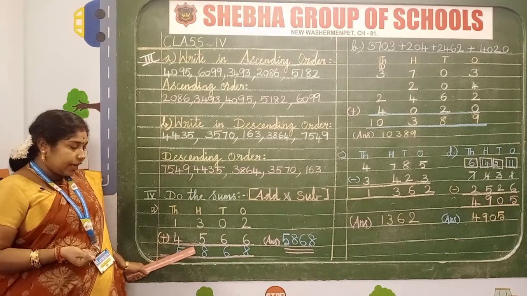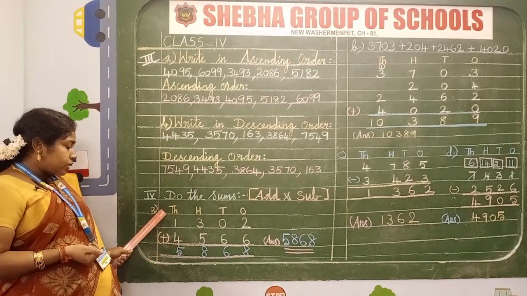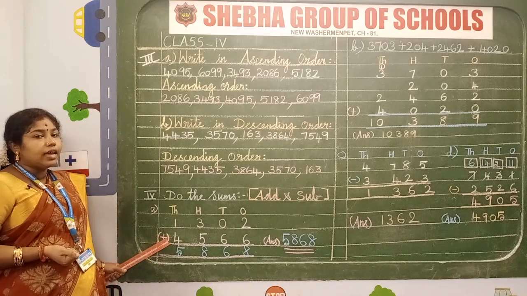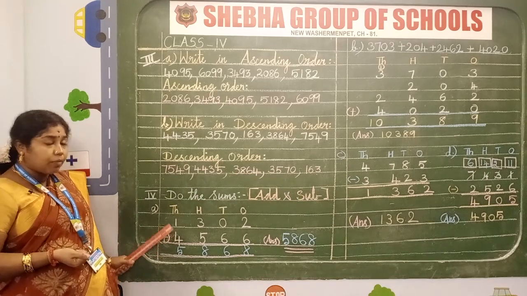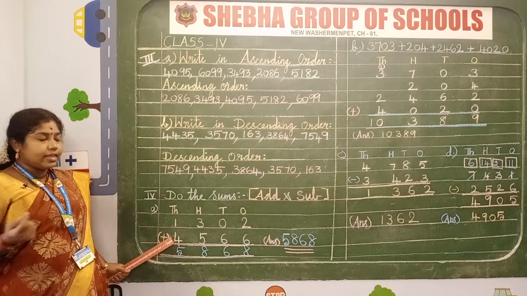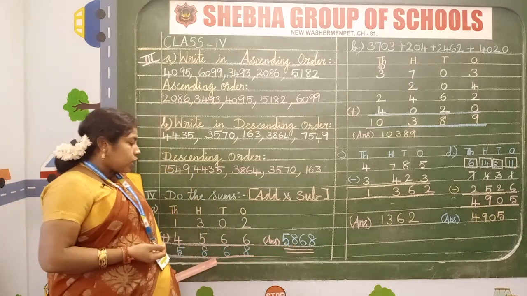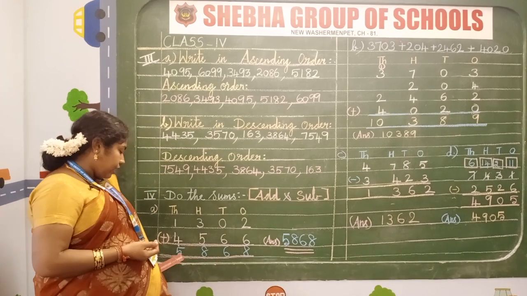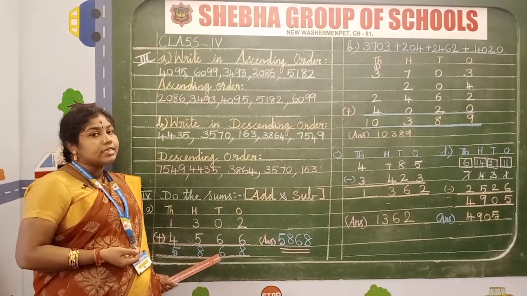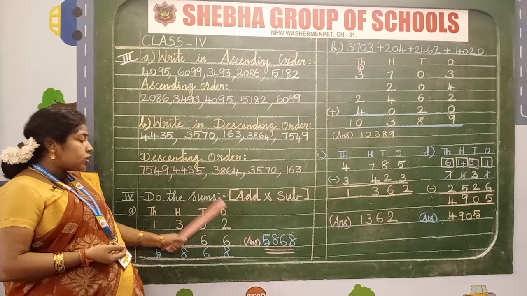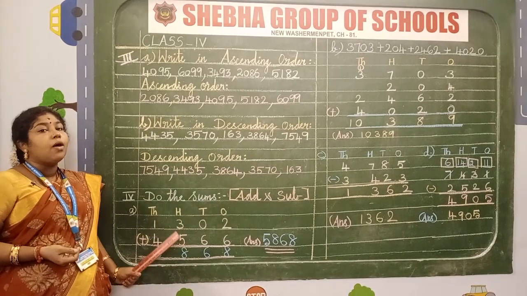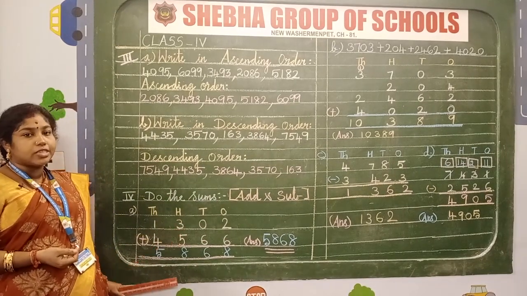So write 8 here. Now in thousands place value, 1 plus 4. Yes, I hope everyone understands 1 plus 4. What is the answer? Yes, it is 5. You have to write the answer separately. So write answer and write 5868. So from this you observe this sum is the without regrouping addition sum.